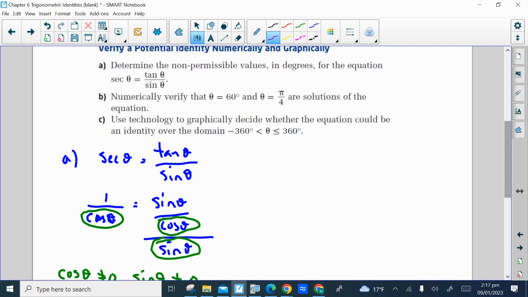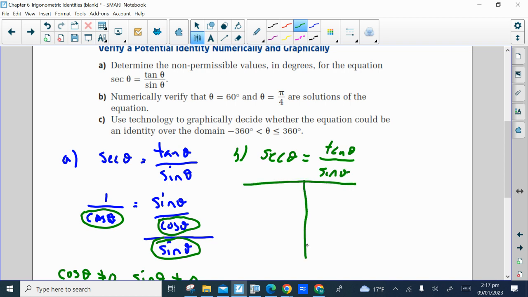Part B: numerically verify that theta equals 60 degrees as well as pi on 4 are solutions to the equation. Notice that those two angles are not part of our restrictions, right? We said that theta cannot equal any multiple of 90 degrees. Well, these two angles are not multiples of 90 degrees. 60 degrees is one angle, pi on 4, which is 45 degrees, is the other angle, but they're not multiples of 90 degrees. So, for part B, we're going to show that this equation is true for both of those angles.